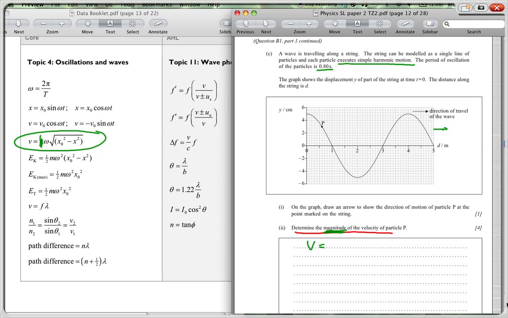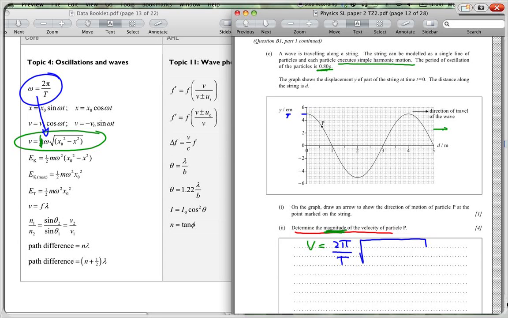But we've got omega. Now we are told the period, are we not? We're told the period is equal to 0.80. So I can use this formula over here, directly substituting into it. So I'm going to get 2 pi over T, and then the square root of x0 squared minus x squared. So x0 is your maximum point that you move from the equilibrium position. So that is going to be 5, and it's in centimeters there.